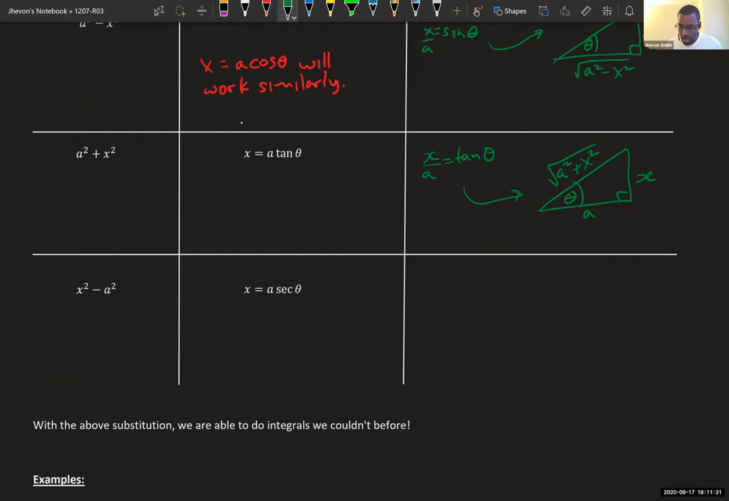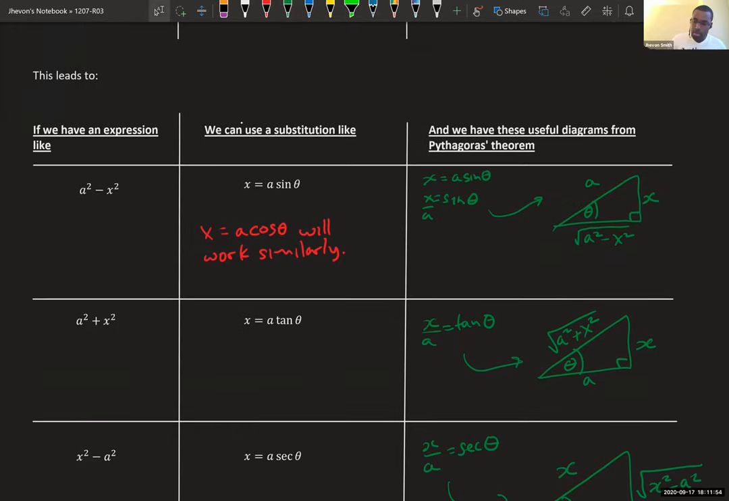Similarly over here, this says my x over a is secant. So this leads us to a triangle where this is hypotenuse over adjacent because it's one over cosine. So this would be the x squared minus a squared.